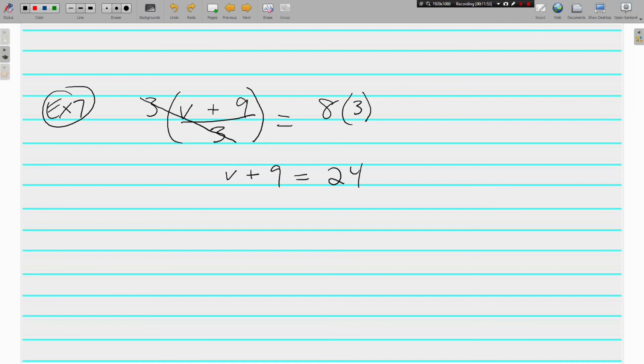Then how do you undo positive 9? With a negative 9. Subtract from both sides. 24 minus 9 gives us 15. V equals 15.